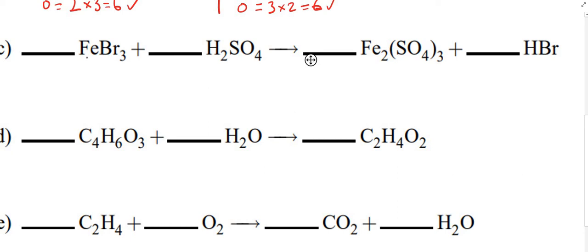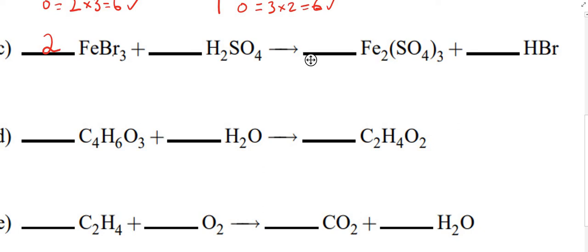Alright, so this time, number 3, or C, we've got 1 Fe here, we've got 2 Fe's here. I'm not going to do the stock take this time, let's just see if we can do it without a stock take. So we've got 2 there and 1 there. Always start with the metals if you can. So we're going to need to put a big 2 here. That gives me 2 Fe's and 2 Fe's. That's good. Next, let's check the bromine.